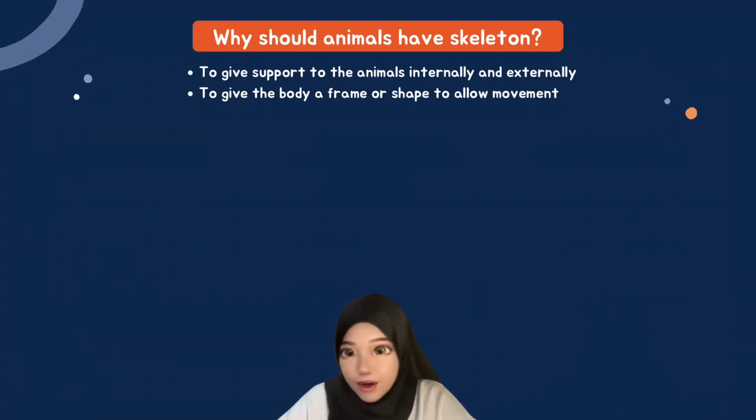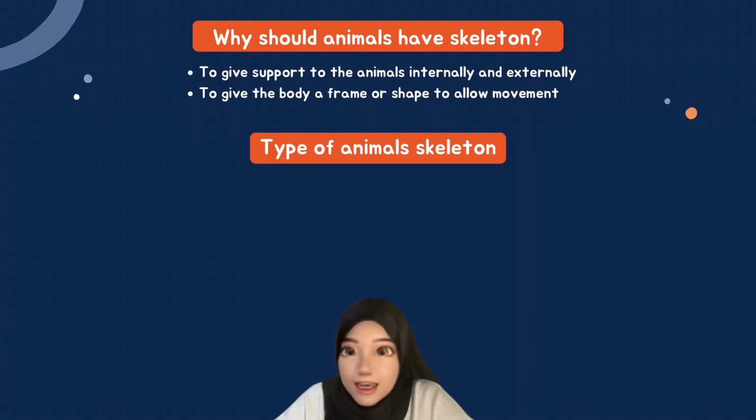The question here: why should animals have a skeleton? The first reason is that the skeleton gives support to the animals internally and externally. Besides that, skeletons give the animal's body a frame or shape to allow movement.